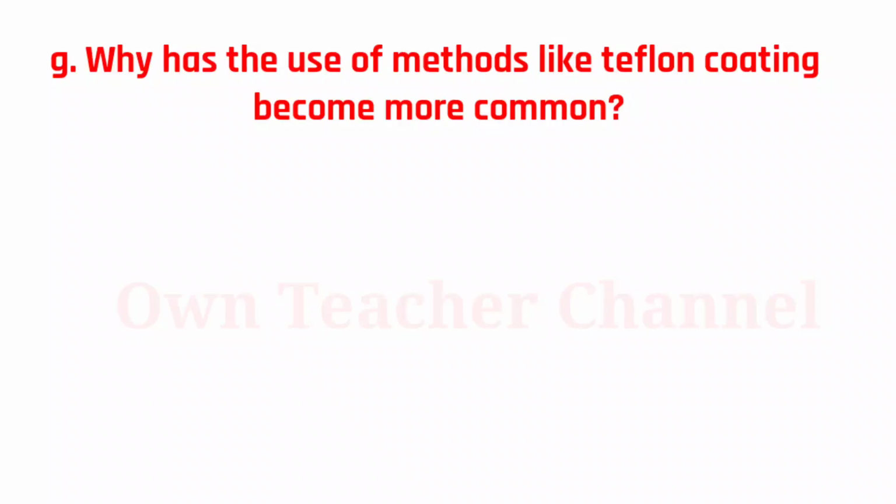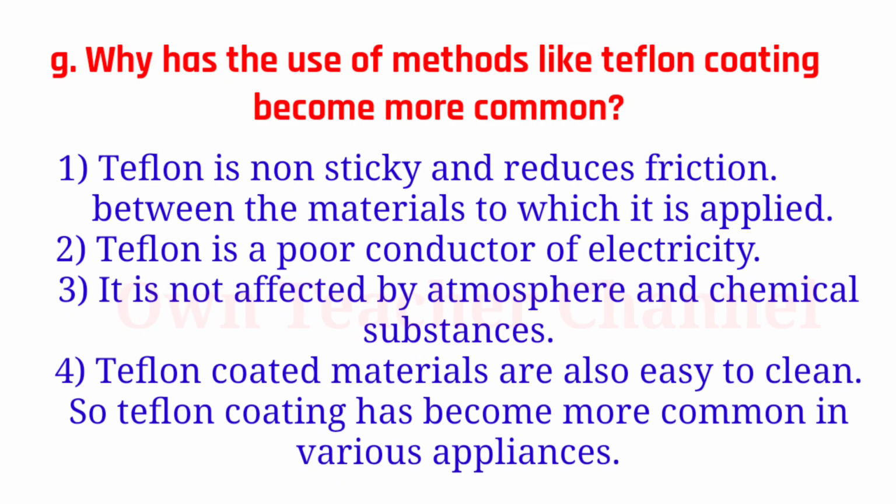G. Why has the use of methods like Teflon coating become more common? 1. Teflon is non-sticky and reduces friction between the materials to which it is applied. 2. Teflon is a poor conductor of electricity. 3. It is not affected by atmosphere and chemical substances. 4. Teflon coated materials are also easy to clean. So, Teflon coating has become more common in various appliances.